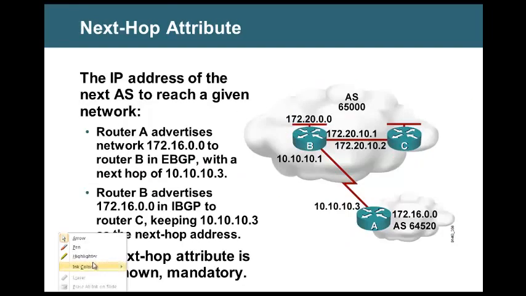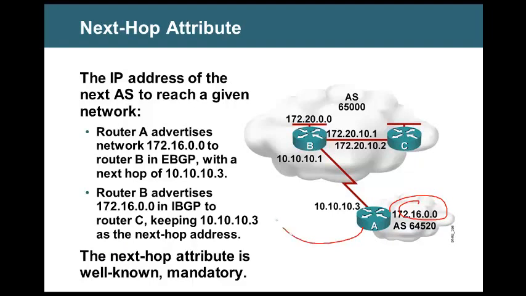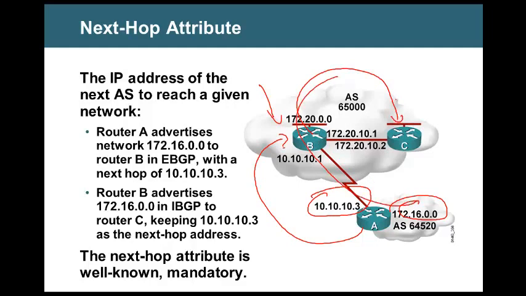Next hop attribute. This story we already know. This 172.16.0.0 is advertised to B. So according to B, who is the next hop address? 10.10.10.3. But when the same network is advertised over IBGP from B to C, the next hop address still remains the same. 10.10.10.3 will be the next hop address for 172.16.0.0 on router C. That is what this means. It keeps the EBGP's next hop address.